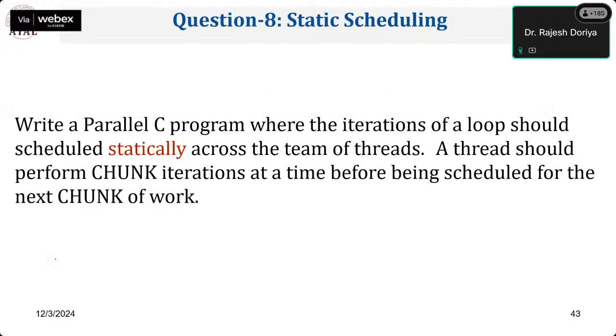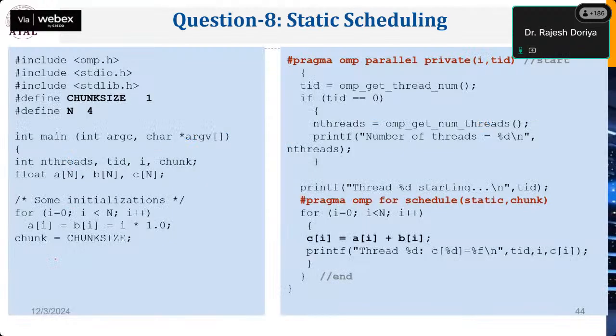Let's say again we are going to understand this topic with the help of a program. We need to write a parallel C program where the iterations of a loop should be scheduled statically across the team of threads, and a thread should perform a chunk of iterations at a time before being scheduled for the next chunk of work. This is the program which we have just seen in the last slide. We have defined a number of header files, and we have defined the chunk size as 1, and the total number of iterations which we are anticipating in this program is 4.